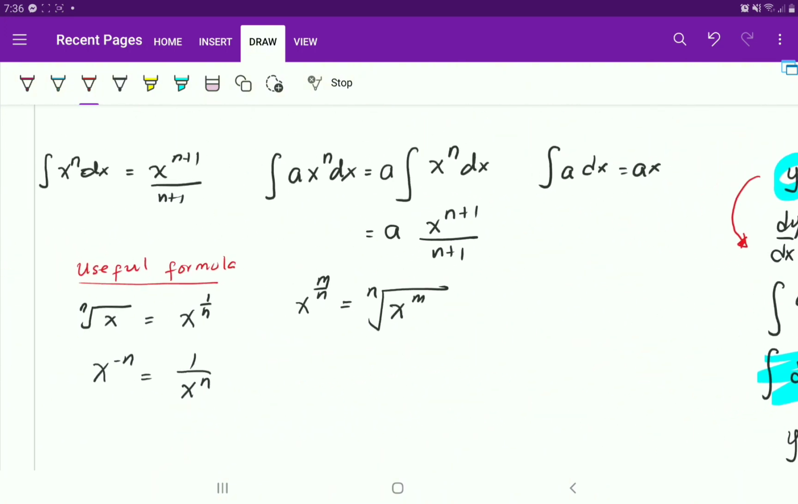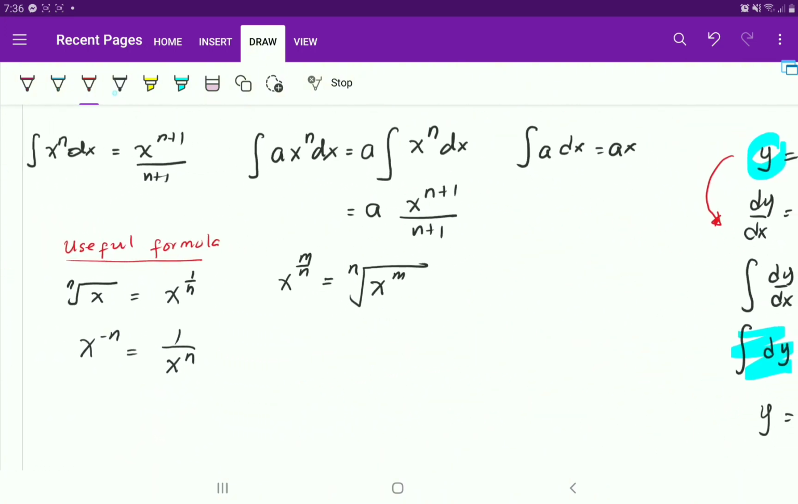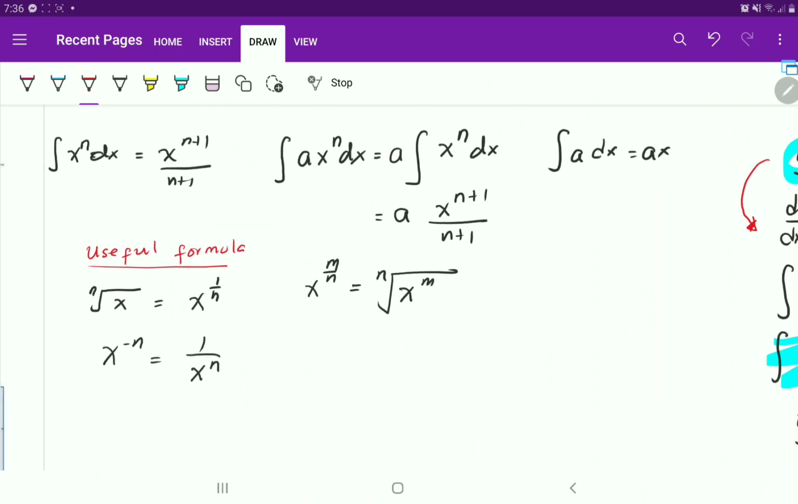It is very useful for us to be able to use the following formulas. So you need to remember these formulas because these are the basic integration formulas. Number one, the integral of x to the n dx is equal to this one. And of course, do not forget your plus c.